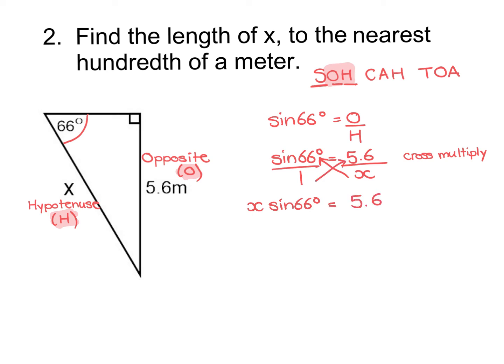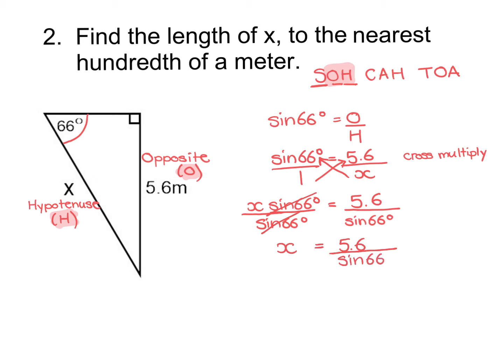Now notice on the left side, the x is not isolated. It has a sine of 66 beside it. So to get rid of it, I'm going to have to divide this side by sine of 66 and also divide the right side by sine of 66 degrees. Now on the left side, because you have sine of 66 degrees on top and bottom, you can cancel them and you're left with just plain x. And the right side, we can't cancel it, so we are actually going to have to calculate that.